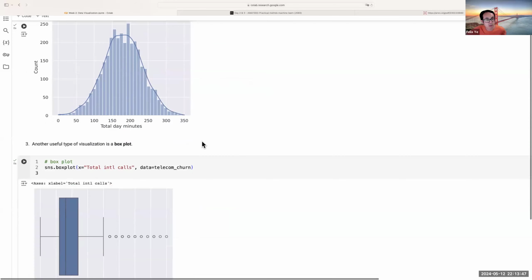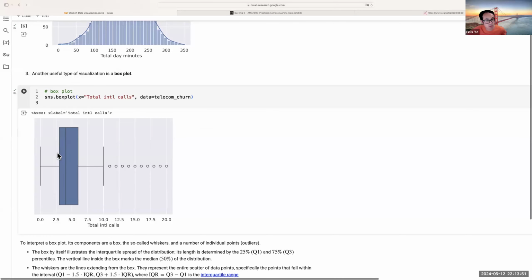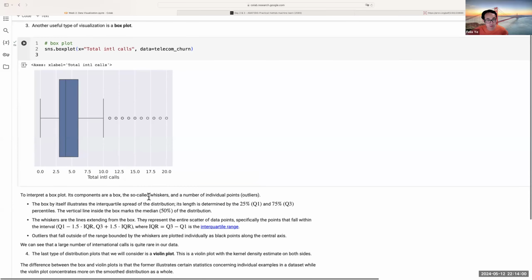So what we can do is use something called a box plot. This box plot is very popular and very useful. To interpret this box plot, you can see right here it has a bunch of components. This line right here is called whiskers. And the dots outside of these whiskers are called outliers.